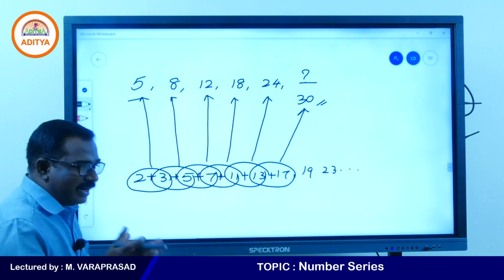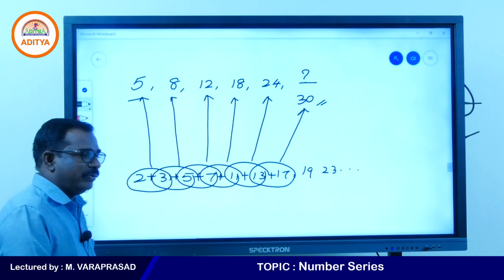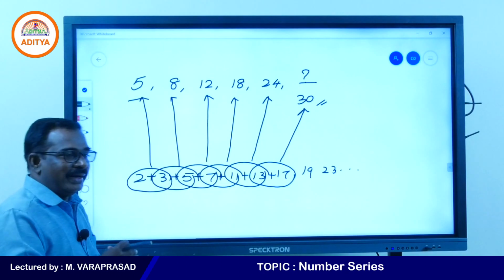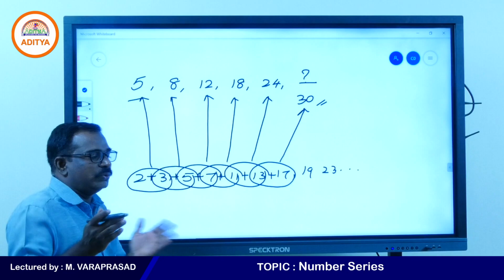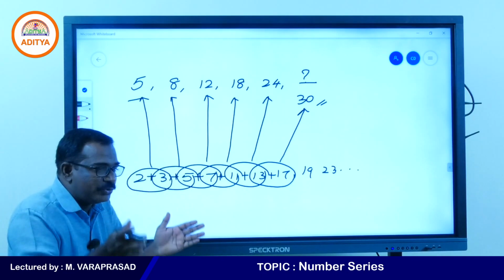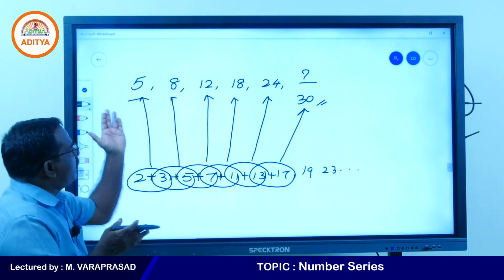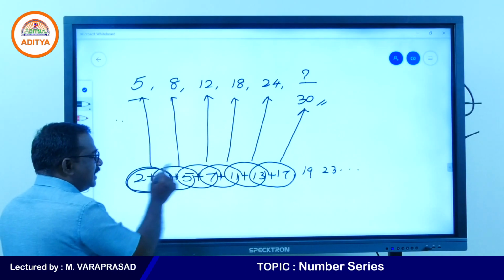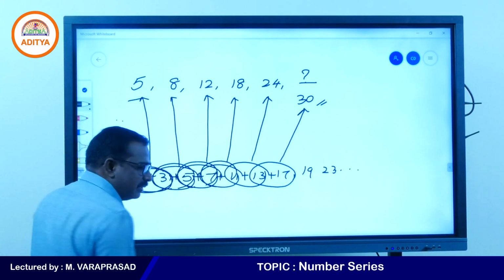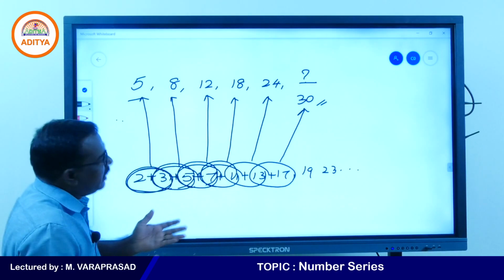Yes, anybody got any other model? You can express your views because this is reasoning. You can take your own way to answer, but a particular pattern should be there. The same rule should be there from first to last. Here, what is the rule? Adding these two numbers, the same continuation is going on. If anybody got any other method, you can express.